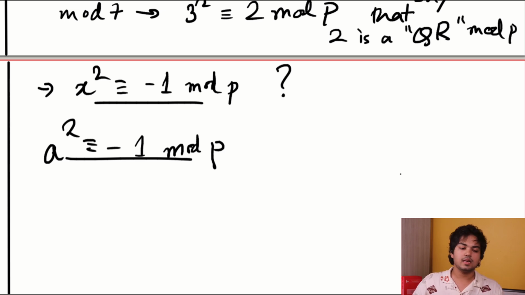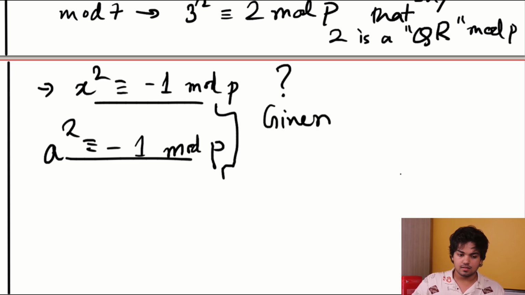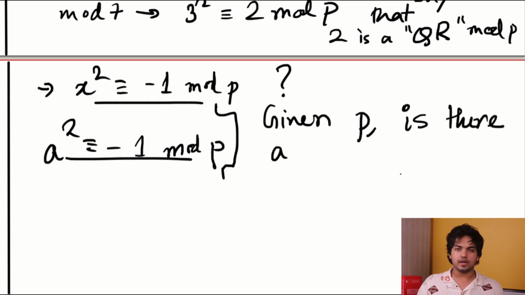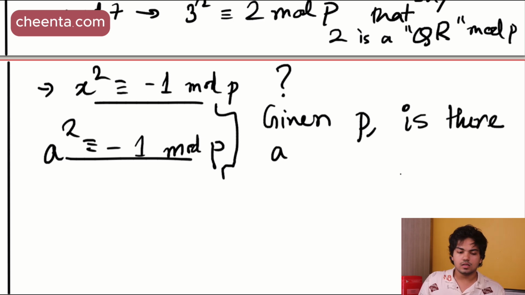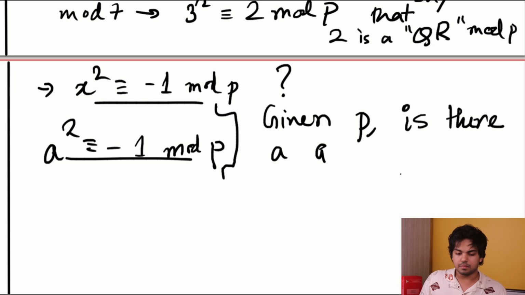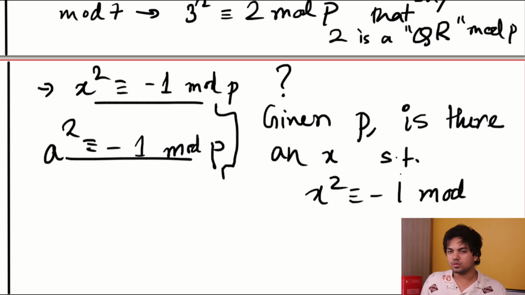What is more interesting is, given p, is there a number? So the point is, the silly question is, if you fix both a and p, is a squared congruent to -1 mod p? If you fix p, is there an x such that x squared is congruent to -1 mod p? That is a cool question. In the language that we just saw, this is equivalent to asking, when is -1 a quadratic residue mod p?